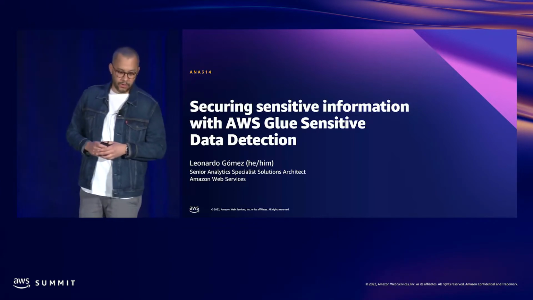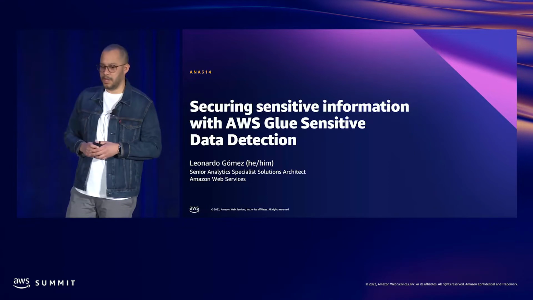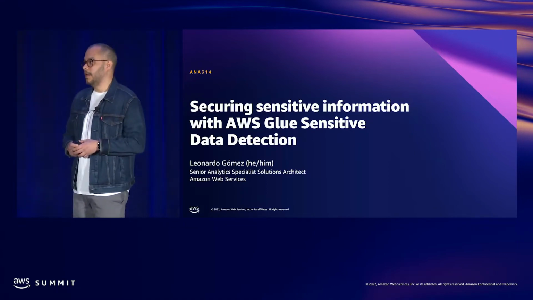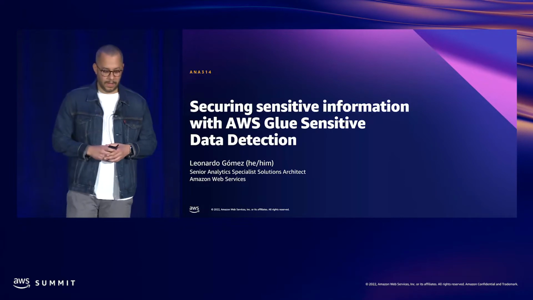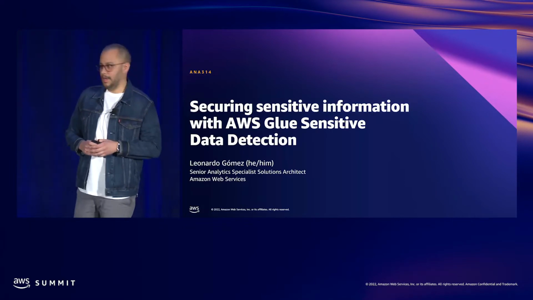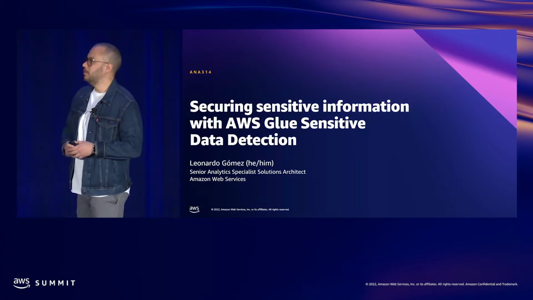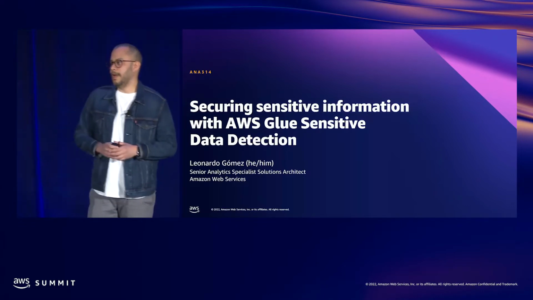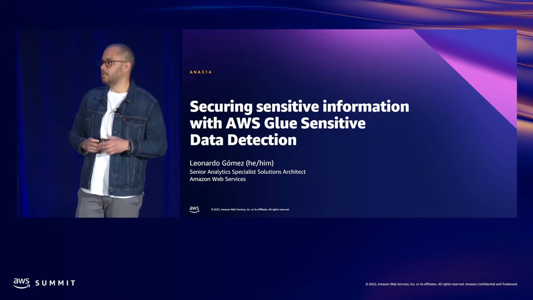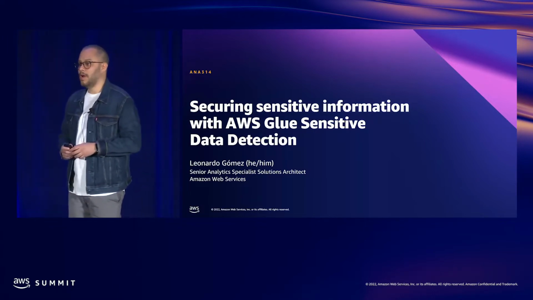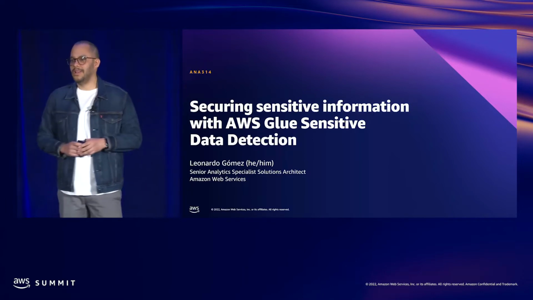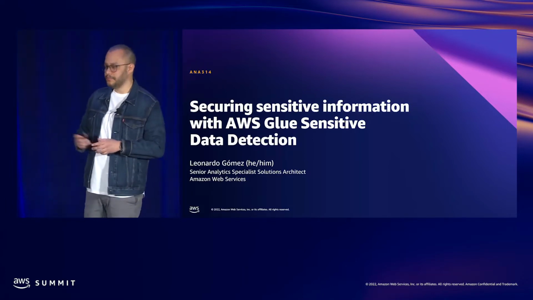So today we are going to talk about how to secure and how to identify sensitive data using AWS Glue. It's a new feature that we announced hours ago. As part of today's presentation, I'm going to walk you through how this new feature works. And actually, we are going to have two demos. Not only theory, you're going to see this new feature in action.